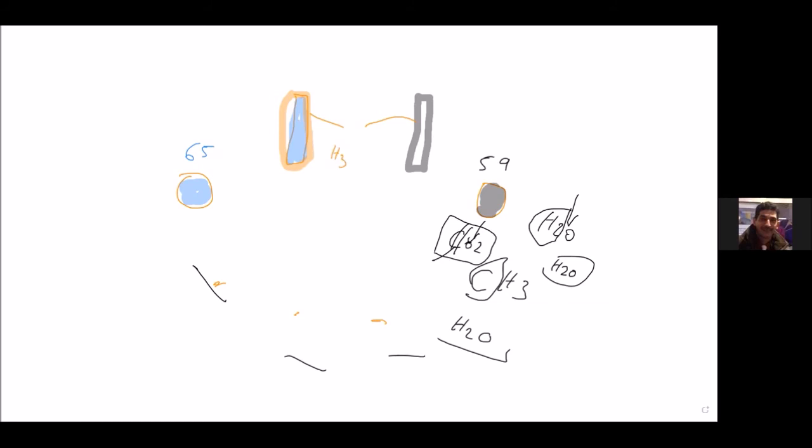Why H3? Because we have copper 59, and we have iron 56. The difference of this plasma is 3. So we will get H3.